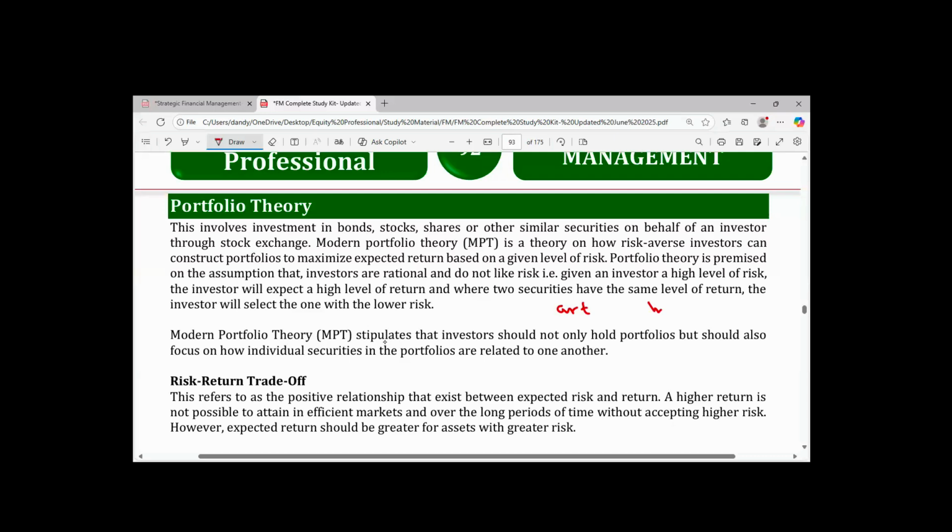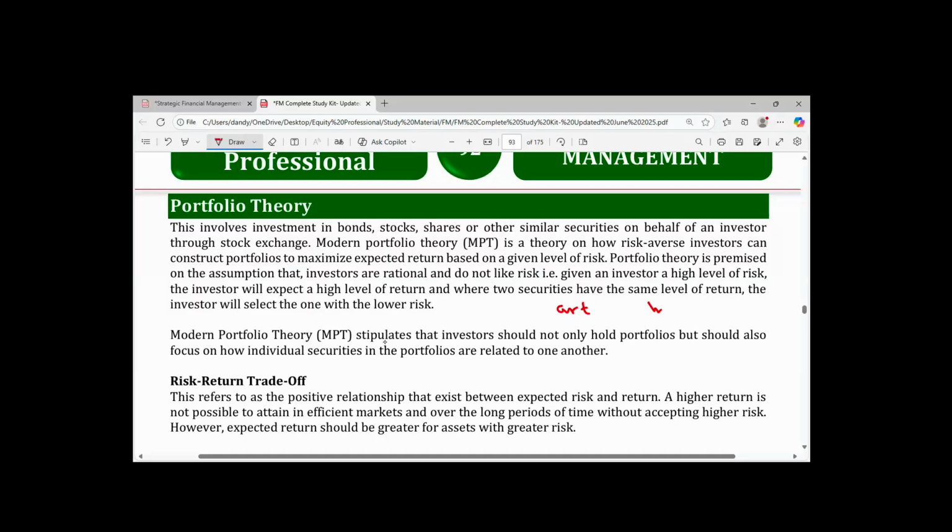Now, the modern portfolio theory is premised on the assumption that investors are rational, okay? Investors are rational and do not like risk. When you say rational investor, it is an individual that has an understanding of how investment works. You know the markets, how the market will react. You have the information about the investment and all of that. So you are educated about the investment that you want to undertake, right?